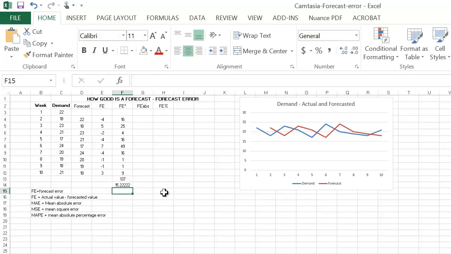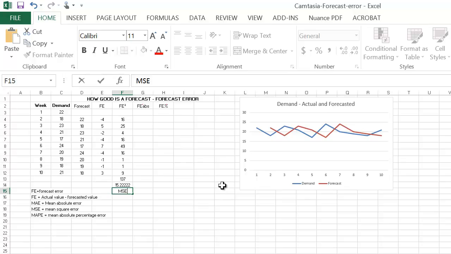So this value 15.22 is what is called the mean square error, MSE, that you can see that I've written the abbreviation over here. So let me write the term MSE right below it. So that's one way to characterize the quality of the forecast. The smaller the mean square error, the better the forecast, of course.